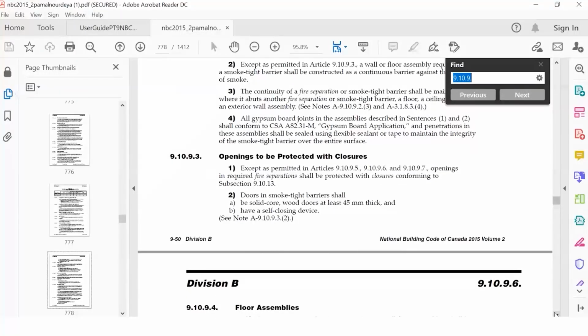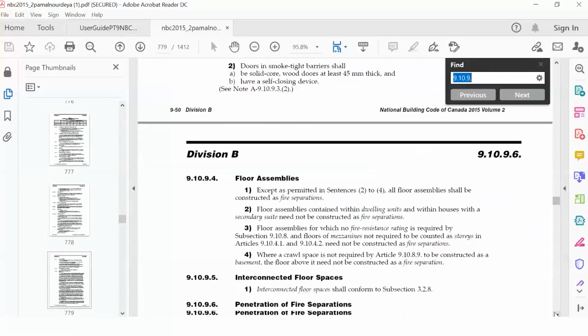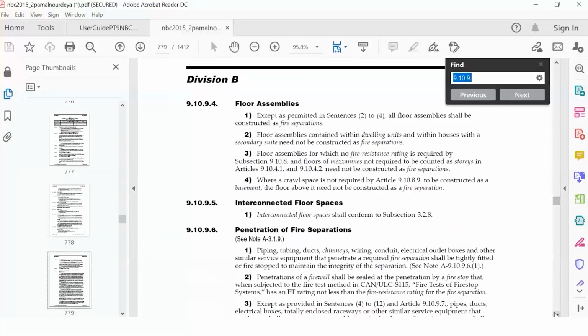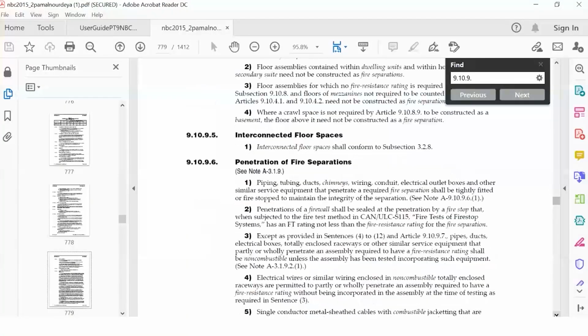Specification related to the material, the gypsum board, the openings protected with closures. Floor assemblies: all floor assemblies shall be constructed as fire separations, except in dwelling units and floor assemblies where you don't require a fire resistance rating, and a mezzanine that is not required to be counted as a storey. They don't need to be constructed as fire separations. And then we looked at that when a crawl space is not required to be constructed as a basement, then the floor does not need to be a fire separation.